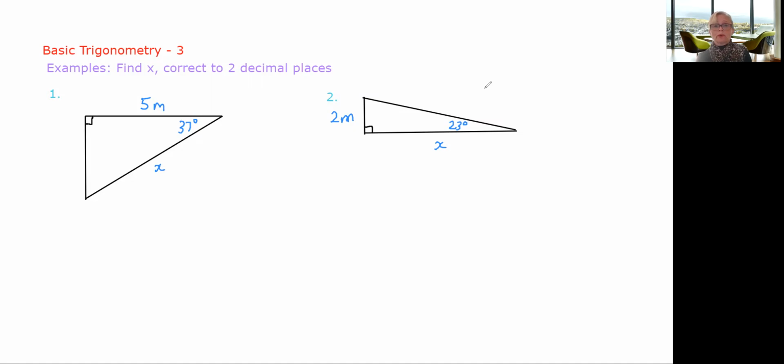We've done some examples where we've labelled the sides of the right-angled triangle, and then we've decided which trig ratio is appropriate. We've substituted and we've gone ahead and used our calculator. We're still doing that now. Let's have a look at some of these examples and see how we go.